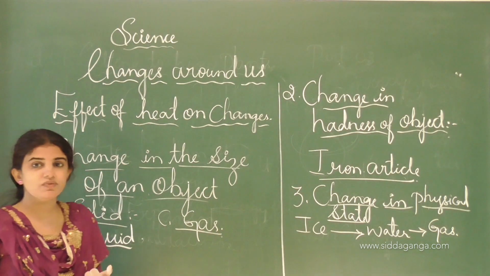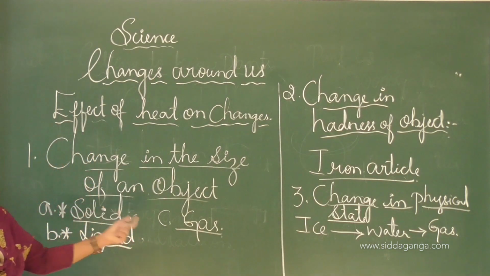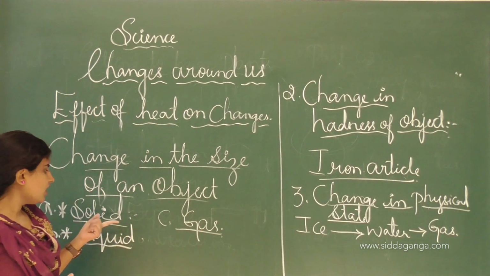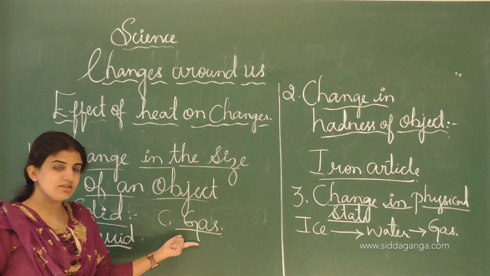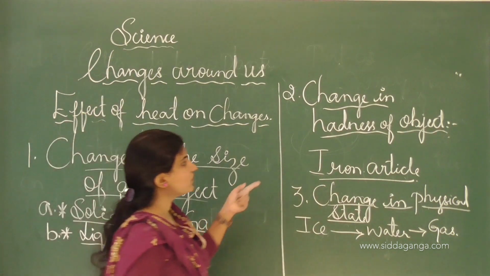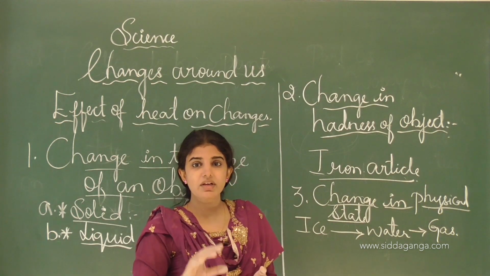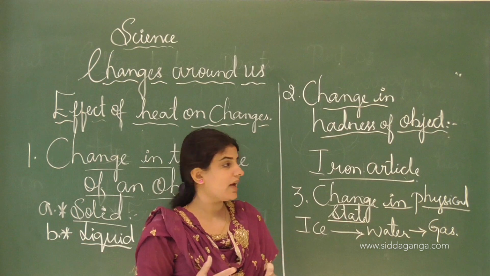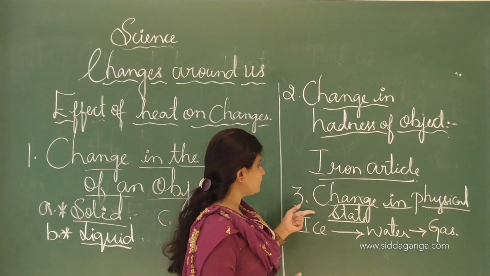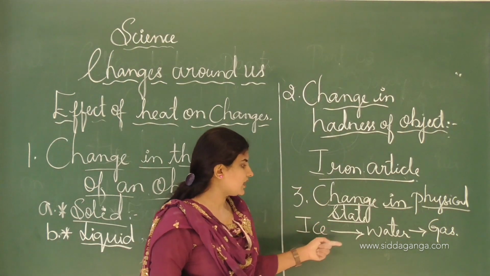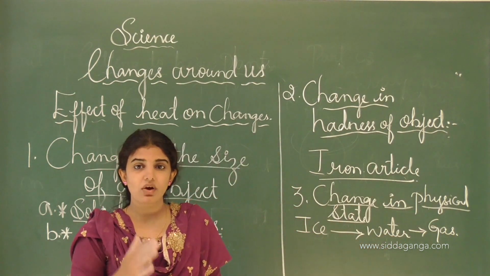This is all about the effects of heat on changes, which we studied by considering the different states of matter, like solid, liquid as well as gas. In solids expansion and contraction take place, and in liquids also, and in gases also. And next is the change in the hardness of an object, in which a blacksmith beats an iron article; upon heating, the iron becomes smooth, and later it is molded into different shapes. And next is the change in physical state, when ice gets converted into water, and water gets converted into gas by heating.